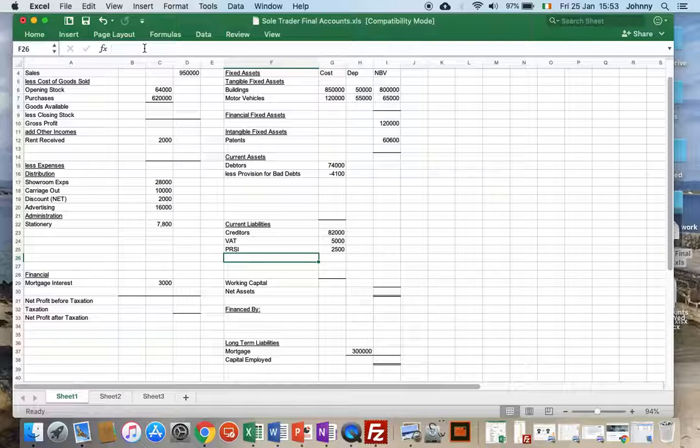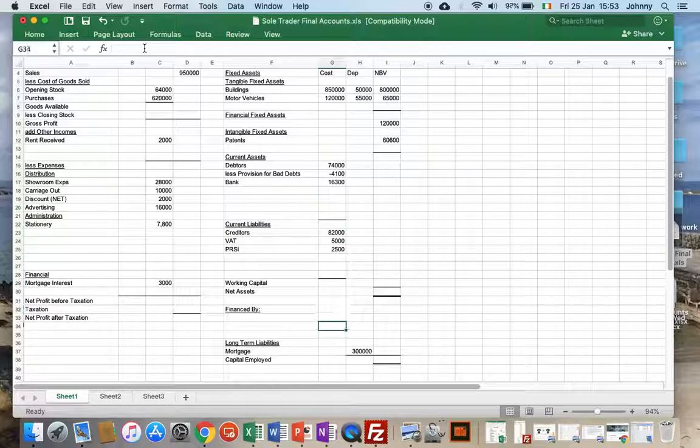Bank. It's in the debit column, so that means we have money in the bank. If that money was in the credit column, it would be a liability, and that would be a bank overdraft, 16,300. And then we have capital, 755,100.